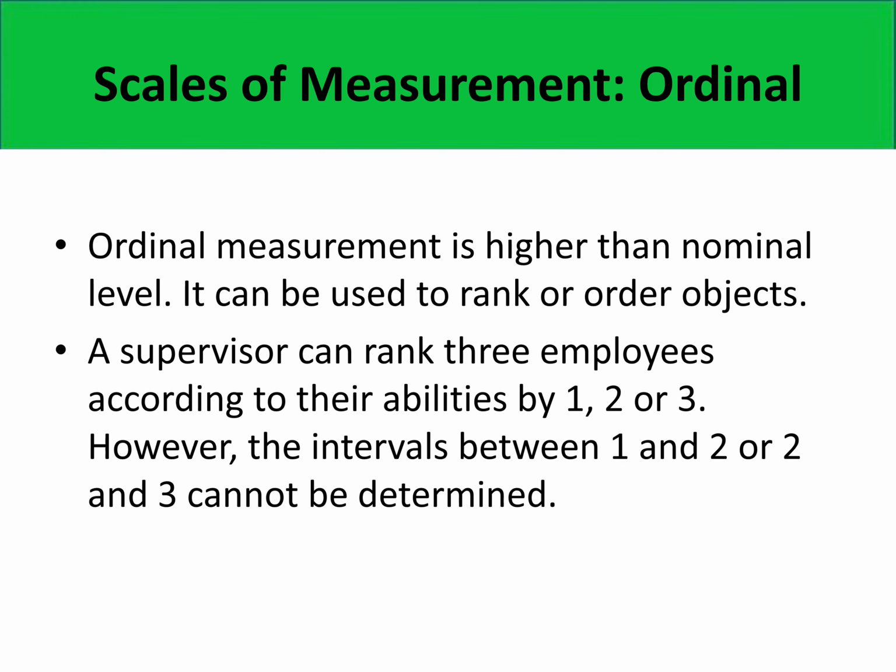The second level of measurement is ordinal. Ordinal measurement is higher than nominal level. It can be used to rank or order objects. Hence, rankings are existent between the values of the variables. As an illustration, a supervisor can rank three employees according to their abilities by 1, 2, or 3. However, the intervals between 1 and 2 or 2 and 3 cannot be determined in the ordinal level of measurement.